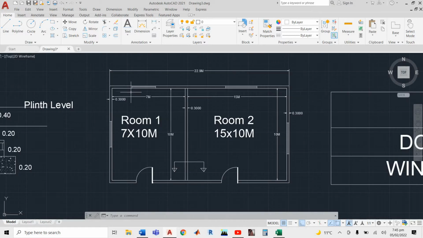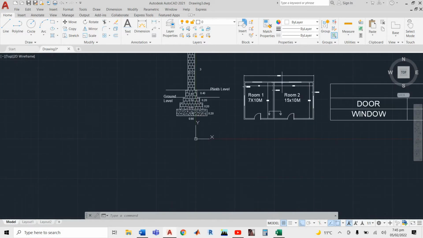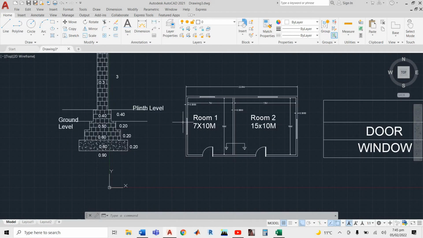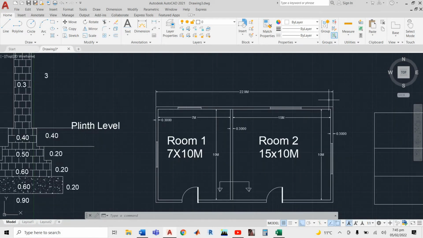And the center line method is not used anymore. We just have to draw the center line here and we can find it. So now I want to discuss the long wall and short wall method. How can we find the length of the long wall, outer to outer?